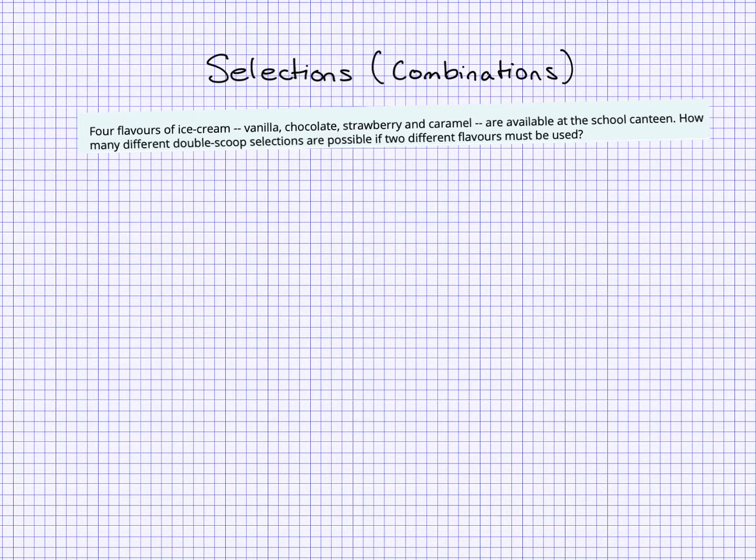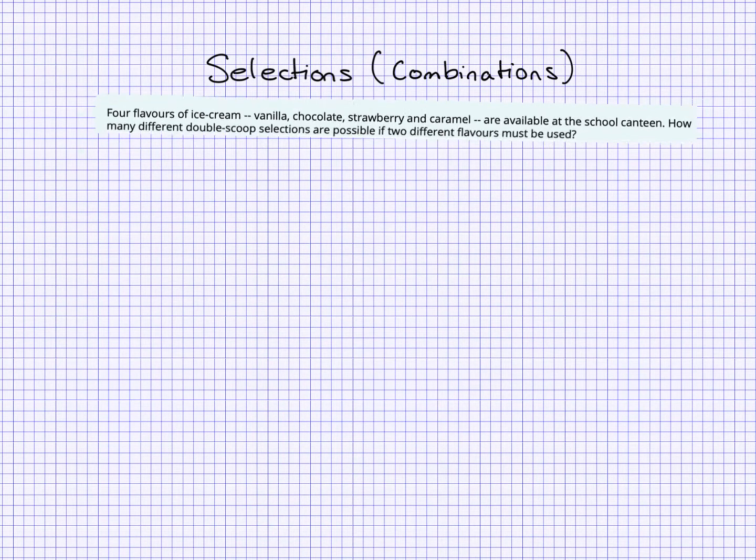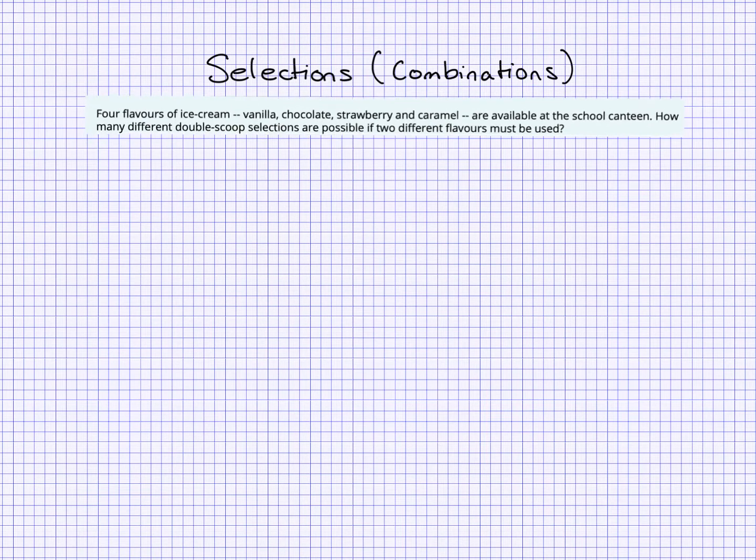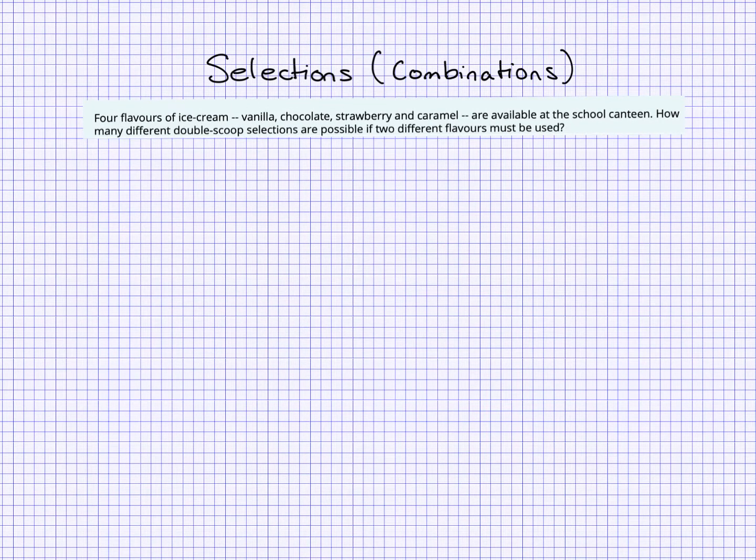All right, in this lesson, we're going to look at selections, which are known as combinations, which are different from arrangements because now order is important. And I'll talk you through what I mean. We'll look at this example here. 4 flavors of ice cream, vanilla, chocolate, strawberry, and caramel, are available at the school. How many different double scoop selections are possible if 2 different flavors must be used?